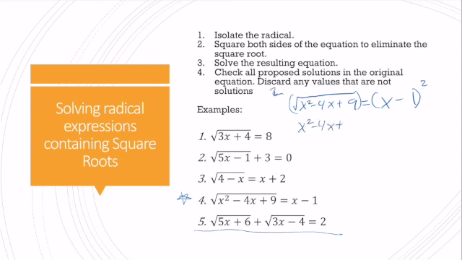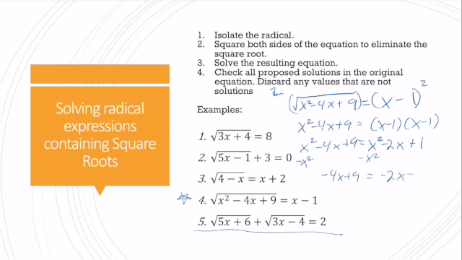So I'm left with x squared minus 4x plus 9 equals (x minus 1) times (x minus 1). That's going to give me x squared minus 2x plus 1 is x squared minus 4x plus 9. So let's go ahead and solve this. I'm going to subtract x squared from both sides. That gives me negative 4x plus 9 equals negative 2x plus 1. I'm going to add 2x to both sides.